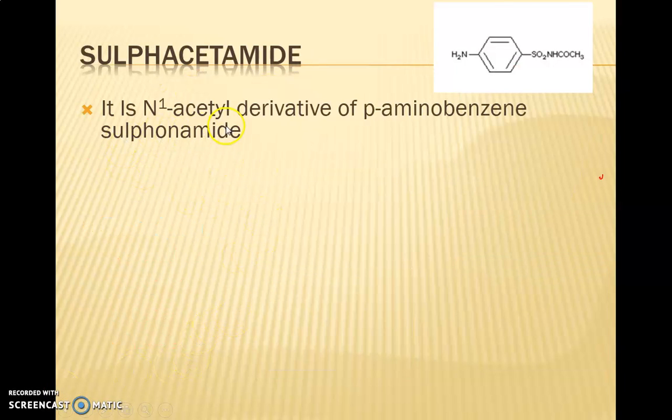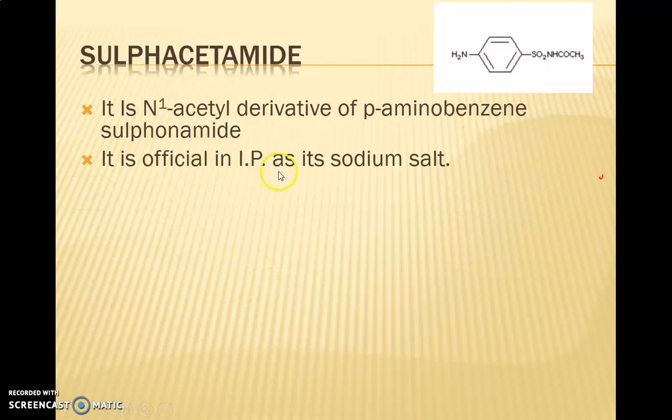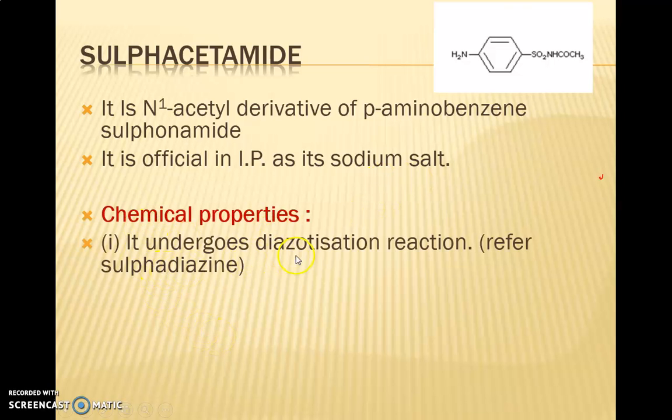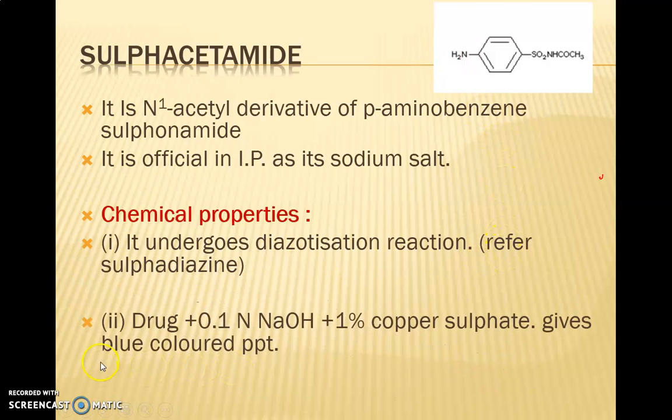sulfacetamide. So this is the N1 substituted sulfonamide which has an acetyl group, COCH3 group, on N1. That is the N1 acetyl derivative of para-aminobenzene sulfonamide. Its official salt is sodium, and as far as chemical properties are concerned, it undergoes the diazotization reaction because it has a primary amino group. Next, as an identification test, when it is reacted with 0.1 mol NaOH and 1% copper sulfate, it will give a blue color precipitate.